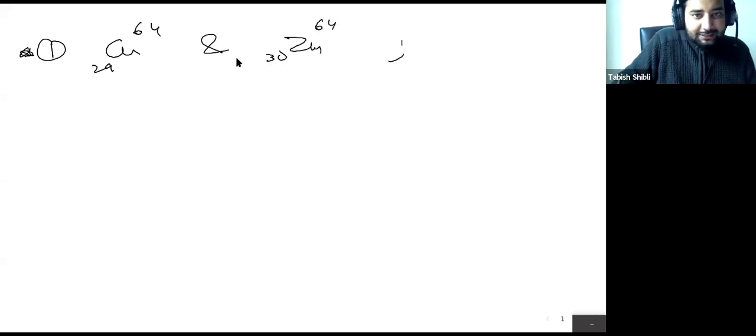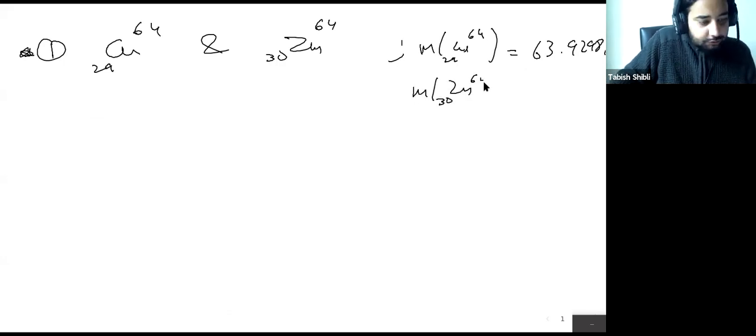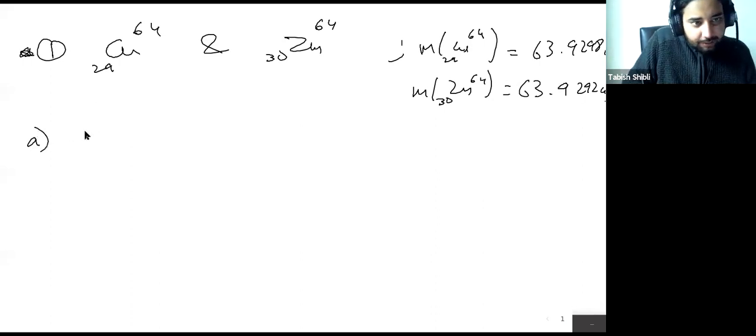I'll write down the question again. So what you have is copper 29, 64, and zinc 30, 64. The masses are given. So the mass of copper 29, 64 is given to be 63.9298 U, and the mass of zinc 30, 64 is given to be 63.9292 U. First option, let's go one by one. Both are isobars and are stable.